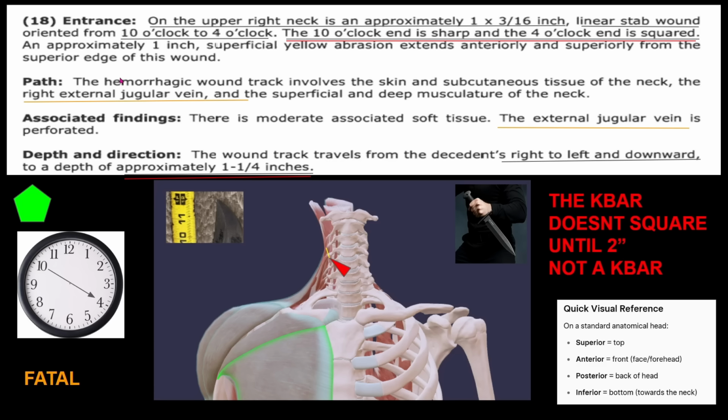Now, this wound involves skin, subcutaneous tissue of the neck, the right external jugular vein, and the superficial and deep musculature of the neck. So you can see associated findings. There is moderate associated soft tissue hemorrhage. The external jugular vein is perforated. So this one did clip the jugular, which would have probably been a fatal wound, but it would have taken some time for this wound to be fatal.